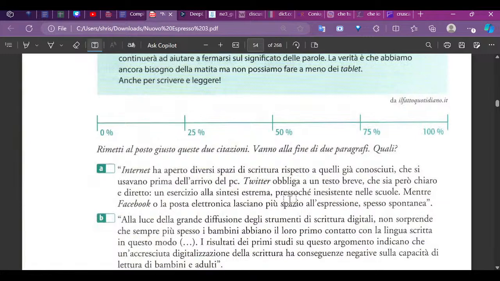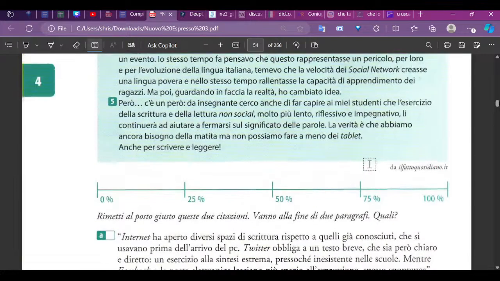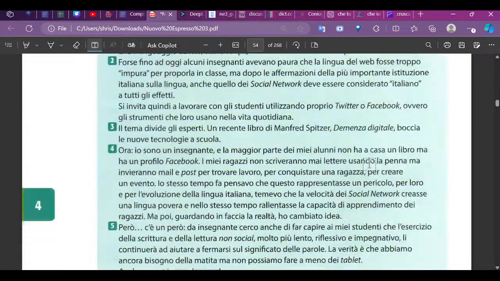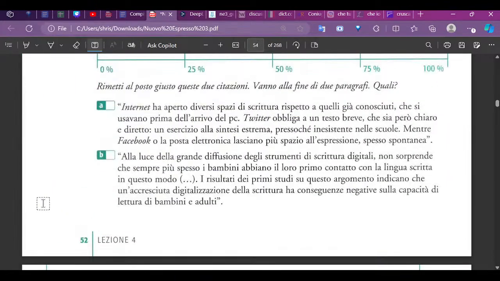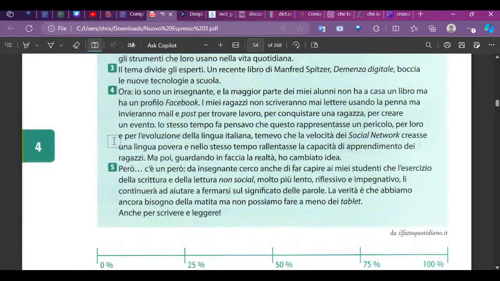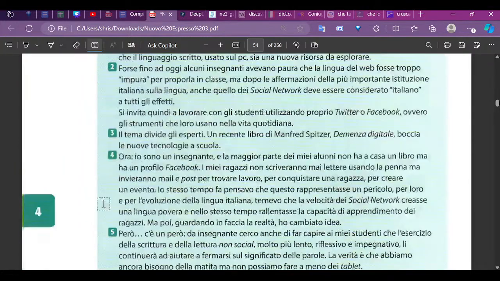Rimetti al posto giusto queste due citazioni. Okay, so you got these quotes, and they go in a paragraph. But there are more than two paragraphs. Well, you first have to read the quotes. So these two go at the end of two paragraphs, but you have to figure out, do they go at the end of one, two, three, four, or five?